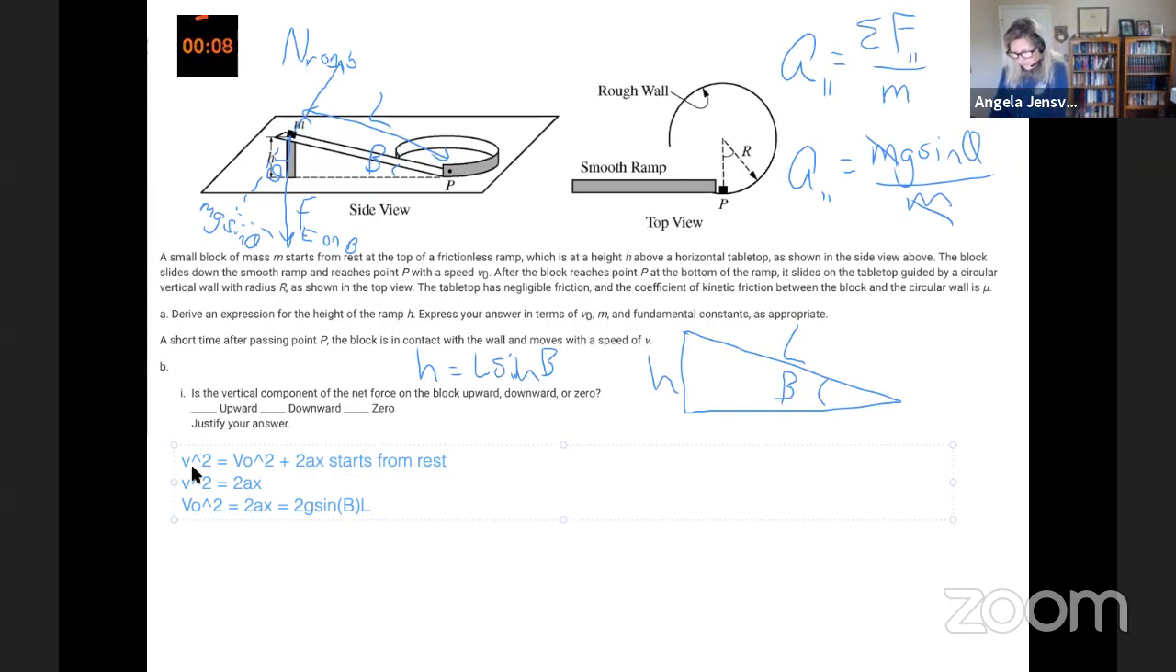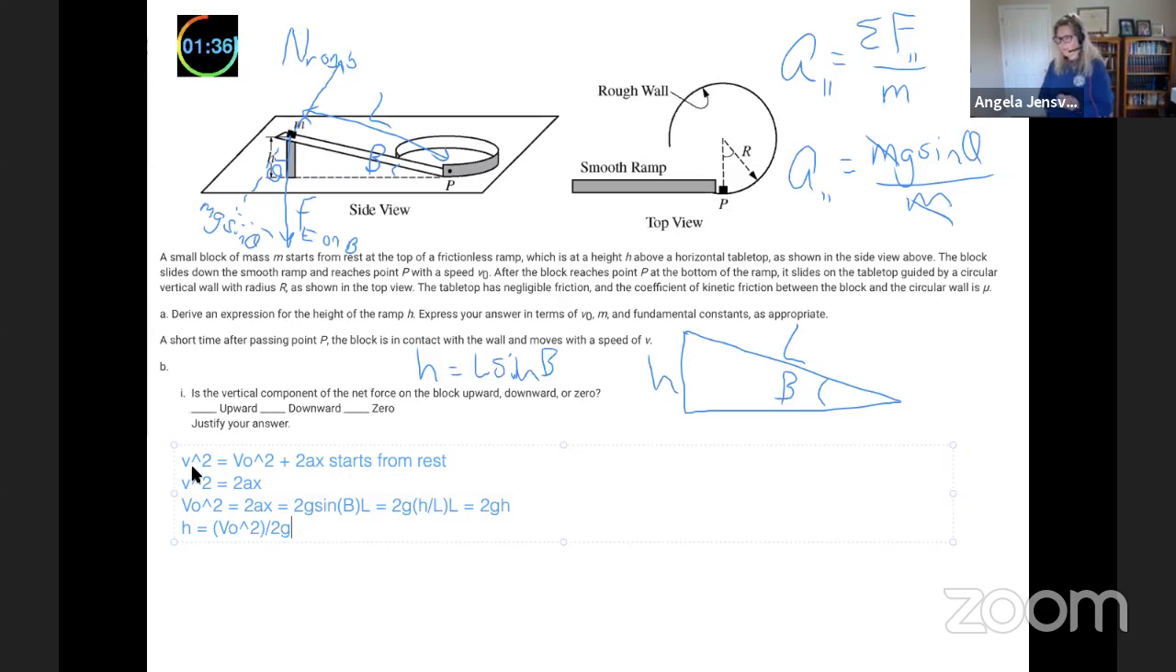So instead of sine of B, I'm going to write H over L. And then I'm multiplying by L. So what do I end up with? 2GH. What am I trying to derive? The height. Okay, now I'm going to solve for height. Height is V naught squared over 2G. I did it. I've got my whole derivation typed out.